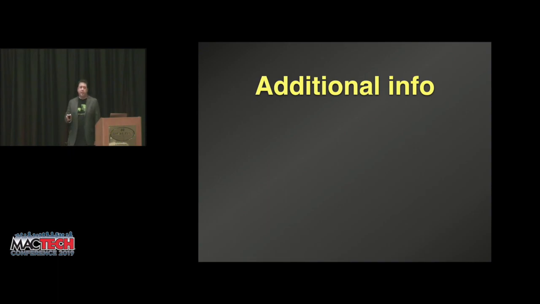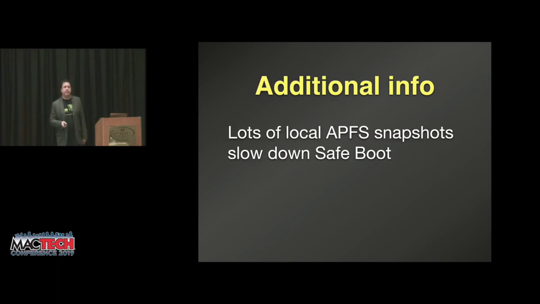Now for a few pieces of additional information I should mention. If a Mac has a lot of local APFS snapshots, it really slows down safe boot, because as FSCK is automatically run, Apple's decided that it should check each of the APFS snapshots. And I don't know what checking means, honestly. But I can tell you it takes a long time.